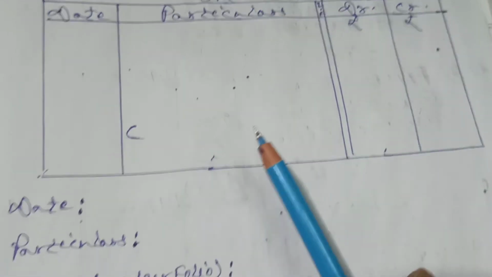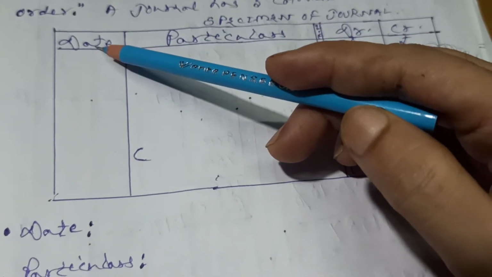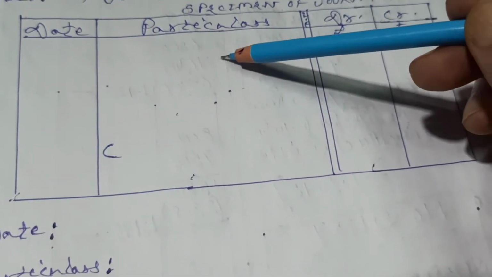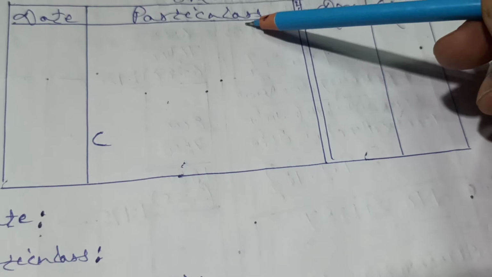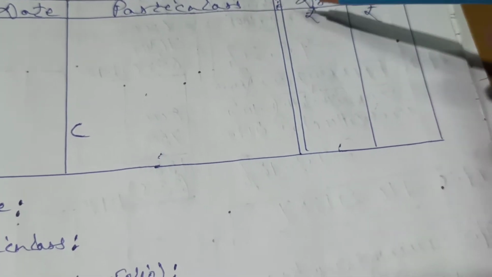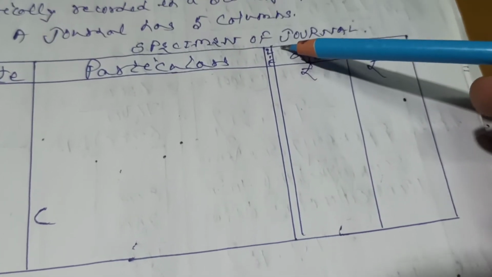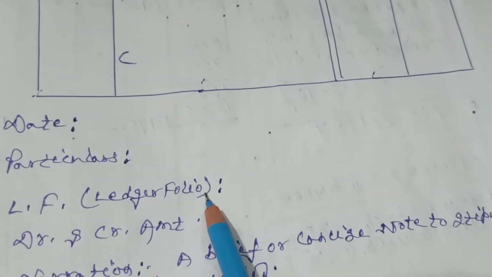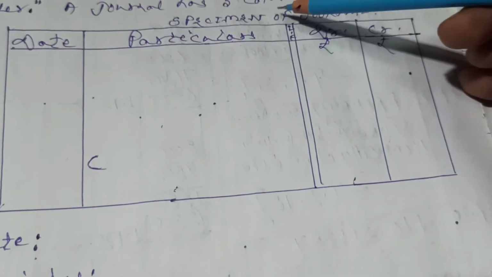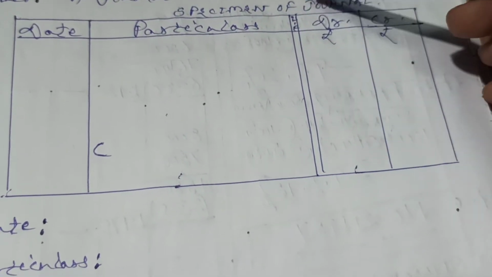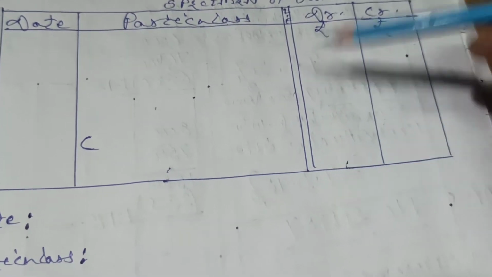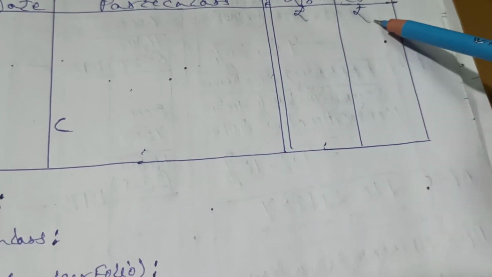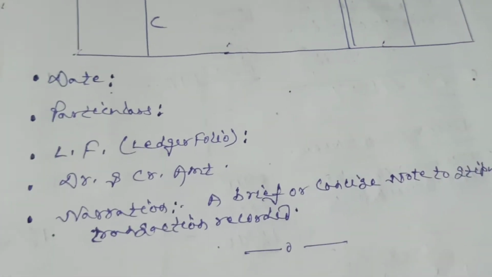The first one is the date column, which shows the date when the transaction is taking place. Second one is particulars, which stands for what transaction has taken place. LF stands for ledger folio. Ledger folio means page number. It's for the traders only, not for the students. This one will be blank, nothing will be shown over here. And the 2 remaining columns are the debit side and credit side amount. You can show them over here.